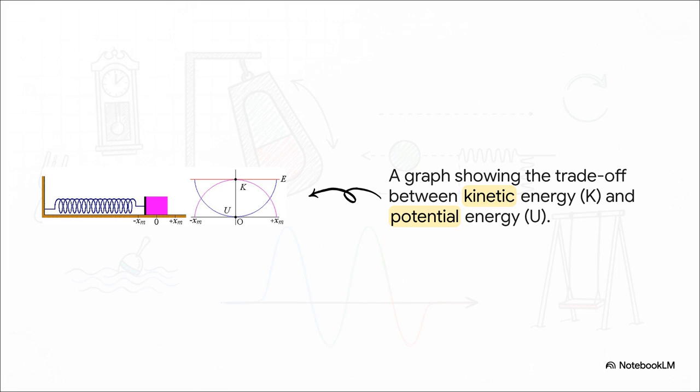See, when the block is way out at the edges, it stops moving. The checking account is empty, right? All the energy is tucked away in savings. But then, as it flies back toward the middle, it's cashing in all that savings, turning it into pure motion, hitting a maximum right when it passes through the center.